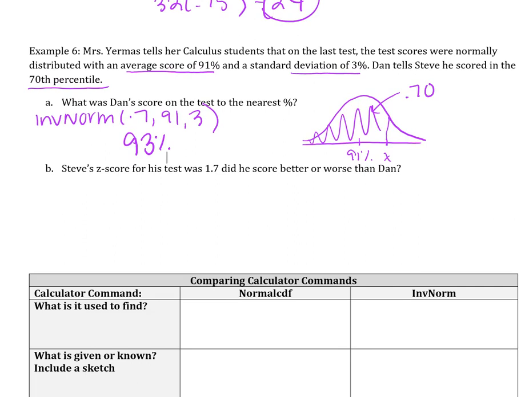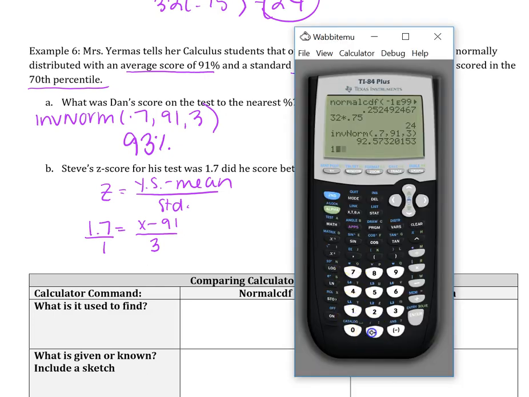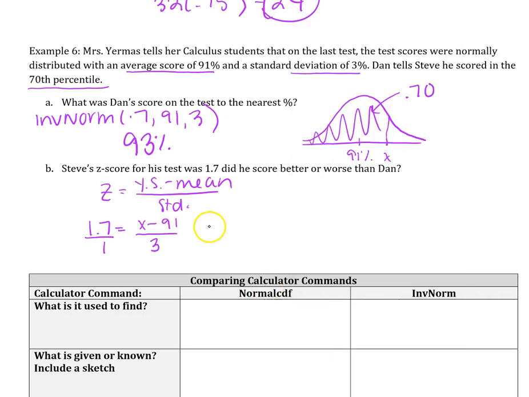All right, well, I know that z-score is your score minus the mean divided by the standard deviation. Steve scored a 1.7 as a z-score. I don't know his score, but I do know the mean of the test was a 91 and the standard deviation was a 3. So at this point, I can solve for his score and compare it to Dan's 93%. So I'll do 1.7 times 3. Add the 91. So 96.1.